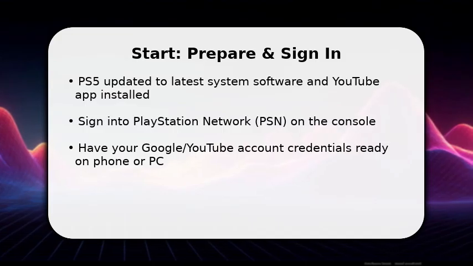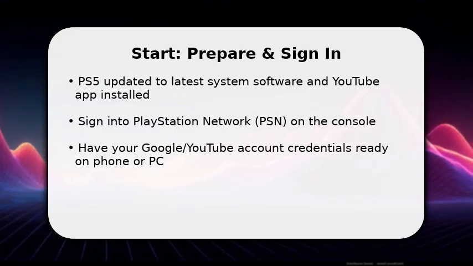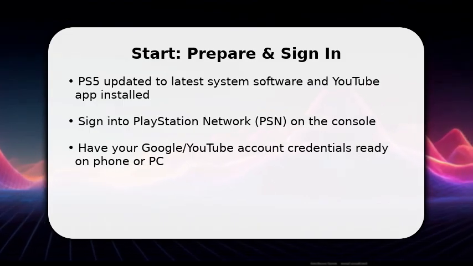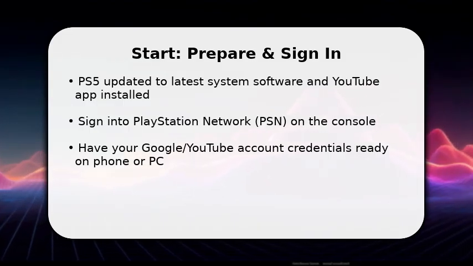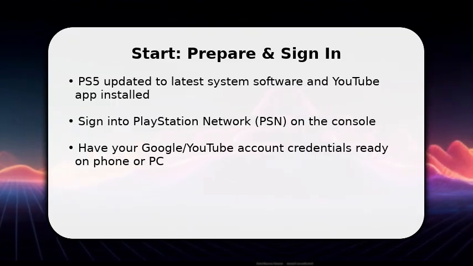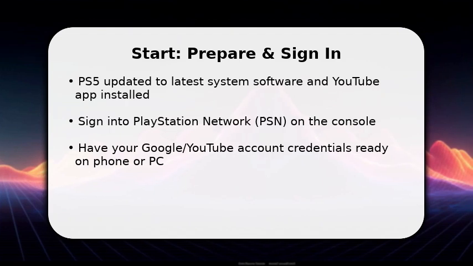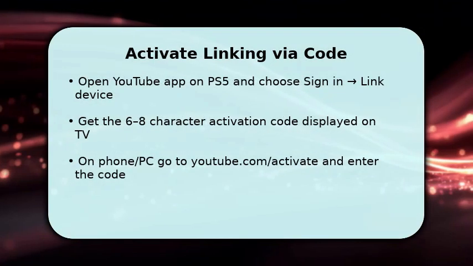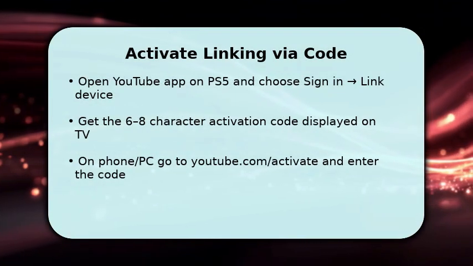Once signed in, open the YouTube app and choose the sign-in option. Make sure you have your Google account available on your phone or PC because you'll confirm the link there. This avoids switching accounts and prevents accidental pairing with the wrong YouTube profile. Once done with the app, select Sign in and then Link Device to get an activation code displayed on your TV.